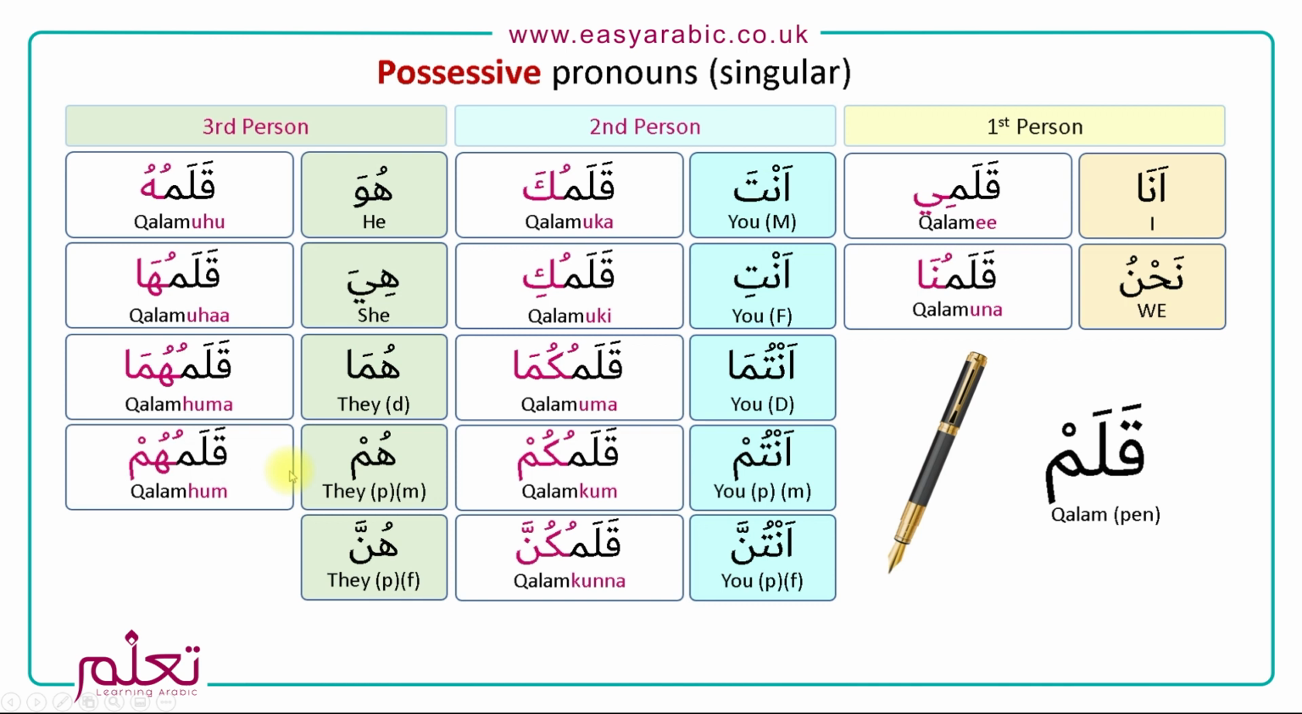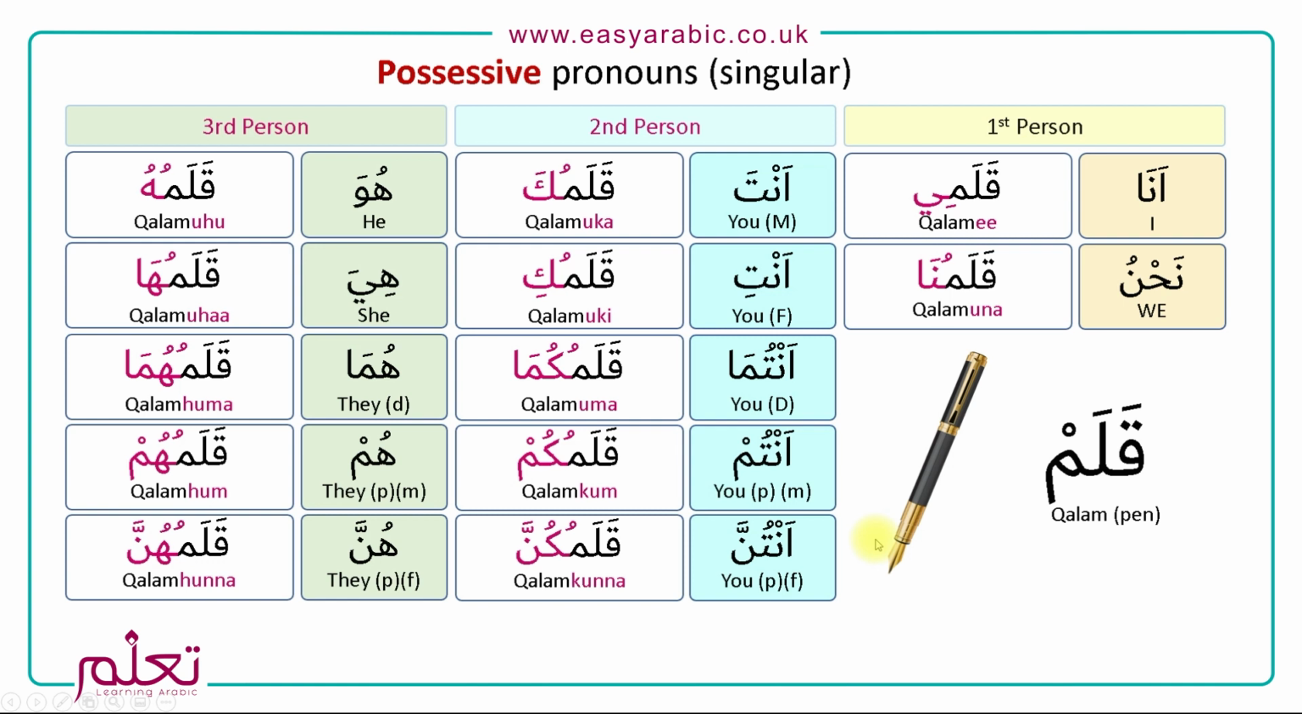So this is male or mixed, and then it's just females only. It will be qalamuhunna. So qalami, qalamuna, qalamuka, qalamuki, qalamukuma, qalamukum, qalamukunna, qalamuhu, qalamuha, qalamuhuma, qalamuhum, qalamuhunna. Okay, so that was your singular male nouns.